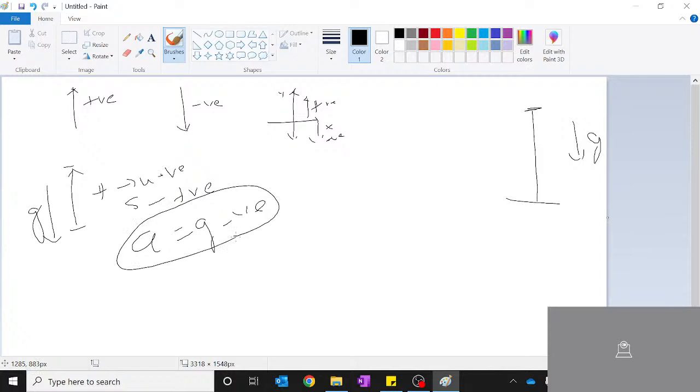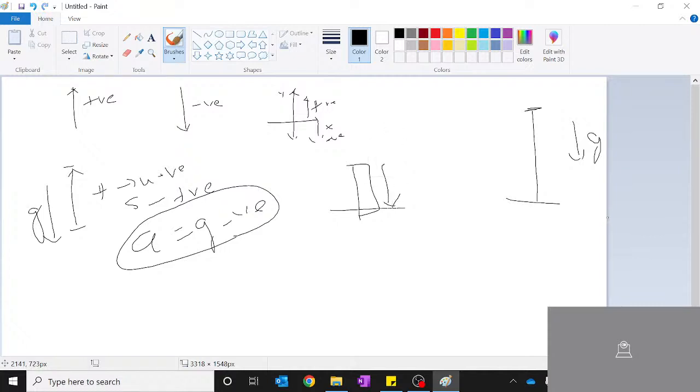Okay, understood? Acceleration, which is g, is negative. Now similarly, let's assume I am standing on a tower, and from here I throw a ball.